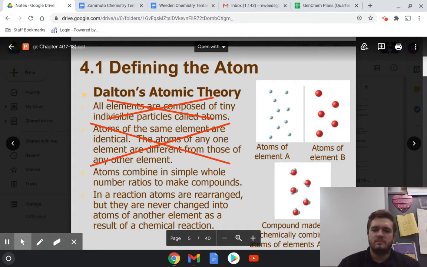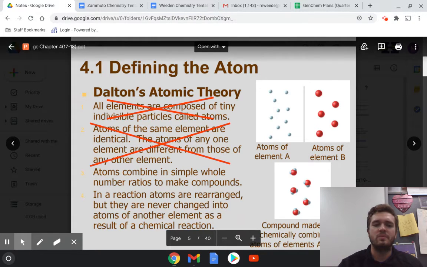He also stated that atoms of the same element are identical, so the atoms of any one element are different from those of any other. His idea was if you had an oxygen atom, you're going to have the same oxygen atom. There's no difference to it. However, what we know now is that there are differences within atoms. You can have isotopes. We'll talk about isotopes later in class, but isotopes show that there are going to be different kinds of atoms within the same element.